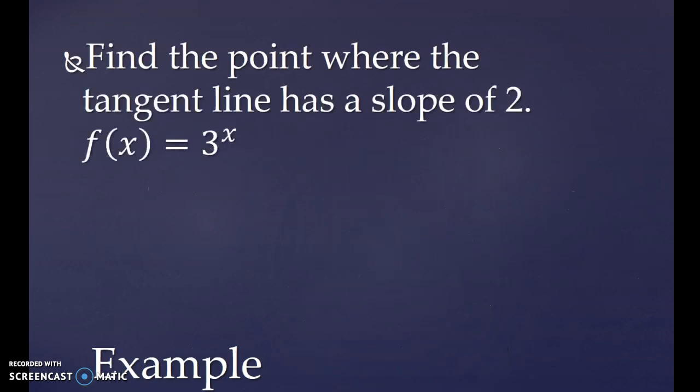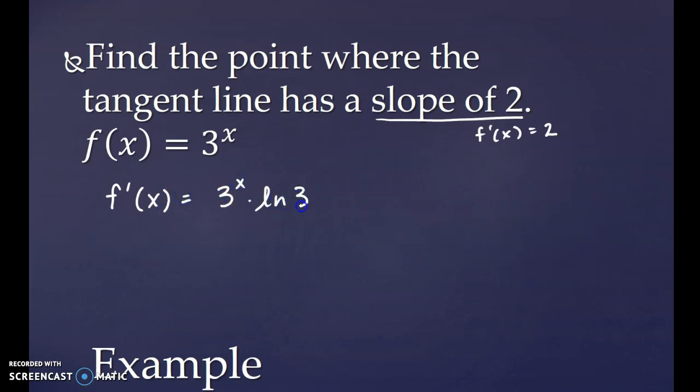Okay, we're going to use that derivative. So if I want to do this, I'm going to take the derivative of this equation because I want to know where the slope is equal to 2. So that's where the f prime is equal to 2. So this derivative is 3 to the x times natural log of 3. And we want to know where that's equal to 2.